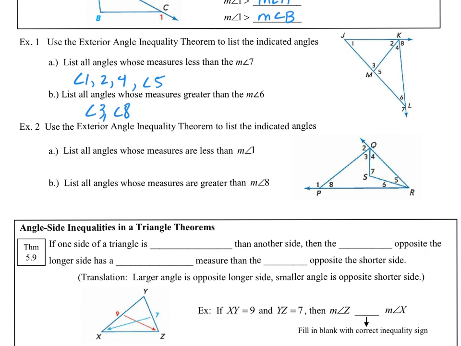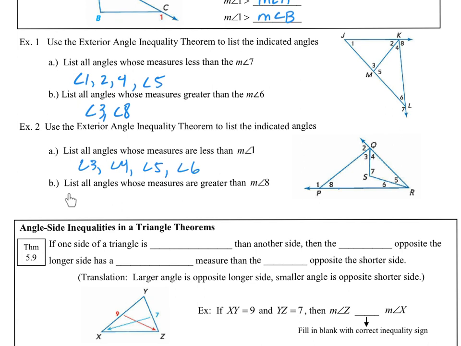So we know that angle 1, from the exterior angle inequality theorem, is bigger than angle 3. Oops, I'm writing that in the wrong place. Hold on, sorry. Angle 3 and angle 4 and angle 5 and angle 6.